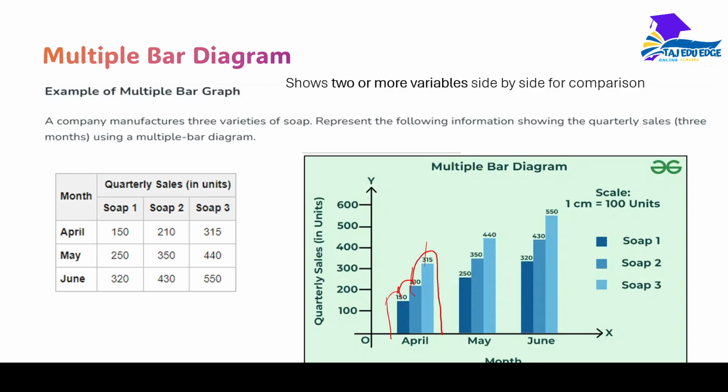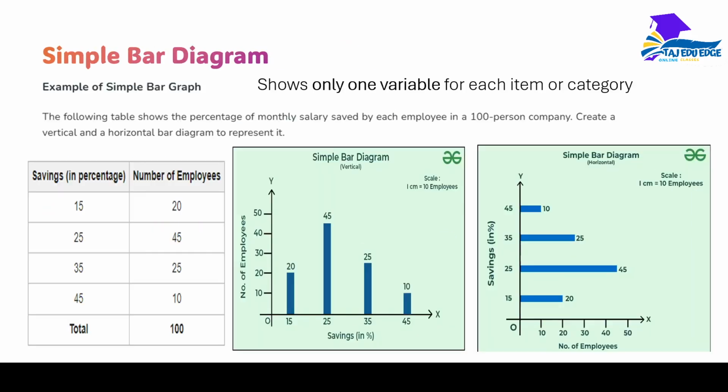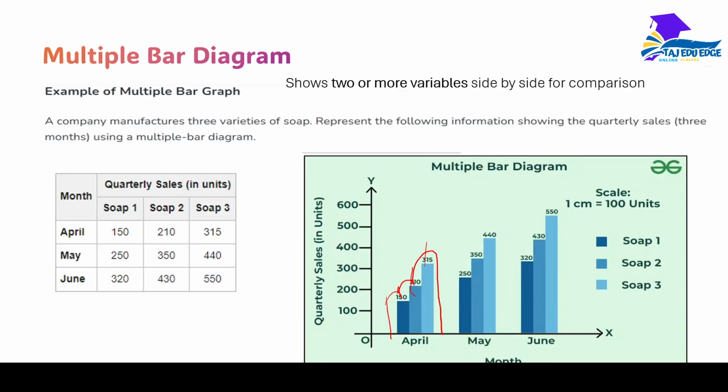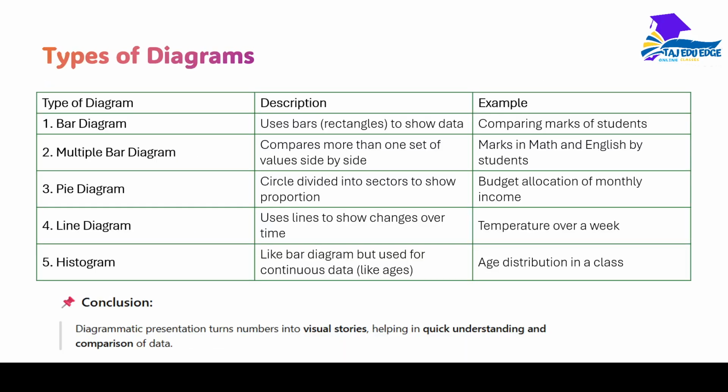Here, when we are having multiple aspects, varieties of soaps or something like that, then we can use a multiple bar diagram. In simple bar diagram, it was not like that. We are using only one aspect. Okay? Then in multiple, we are having multiple, 2, 3, 4 like that. Okay, so that is about the bar diagram, multiple bar diagram, and now about the pie diagram.